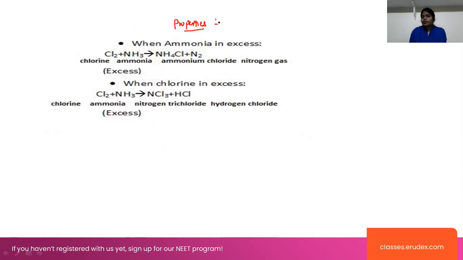From the examination point of view, they will ask you the properties; only two properties are there. Those properties we will see here. In this case, ammonia is in excess, or chlorine is in excess. What are the reactions here? Look at, we are taking the ammonia in excess condition. Cl2 plus excess ammonia gives rise to NH4Cl along with nitrogen gas, right?